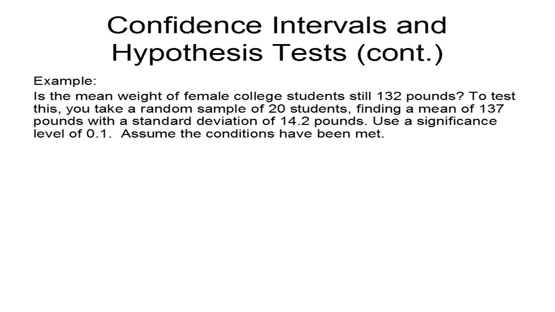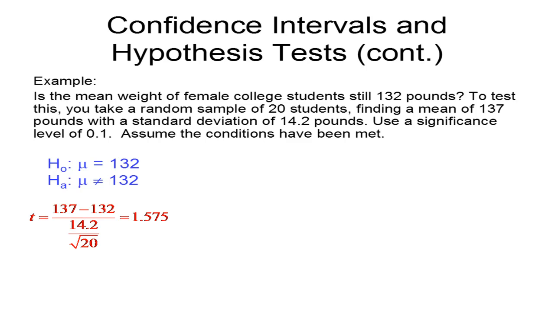Take the following problem. Is the mean weight of female college students still 132 pounds? To test this, we take a random sample of 20 students, finding a mean of 137 pounds with a standard deviation of 14.2 pounds. Use a significance level of 0.1. Assume the conditions have been met. So we'll go right to our hypotheses. Our null hypothesis is that mu equals 132. The alternative is that mu does not equal 132.